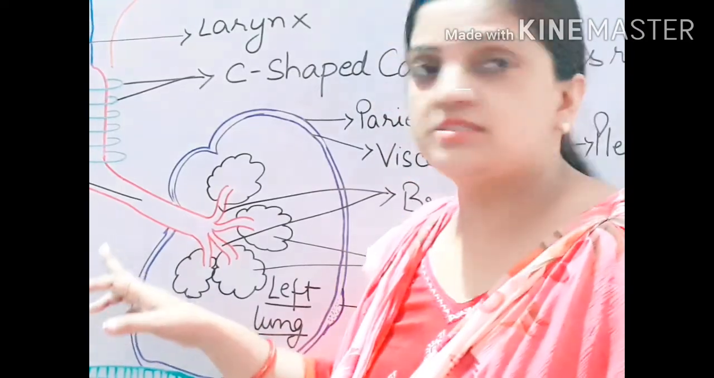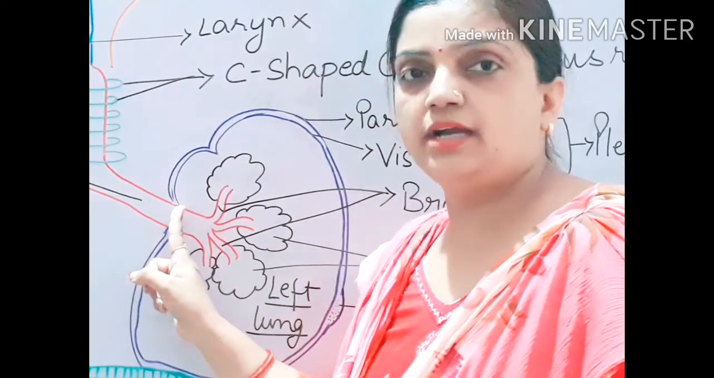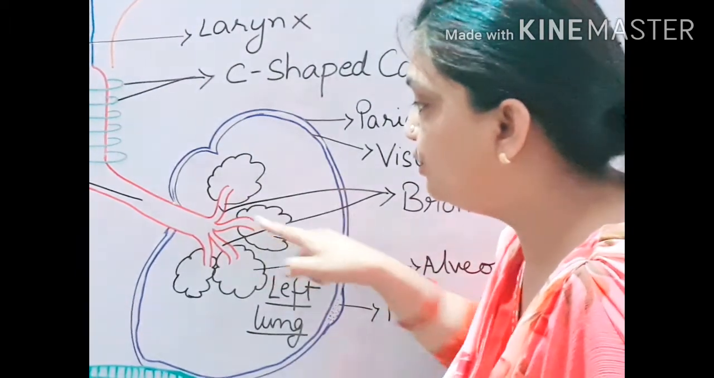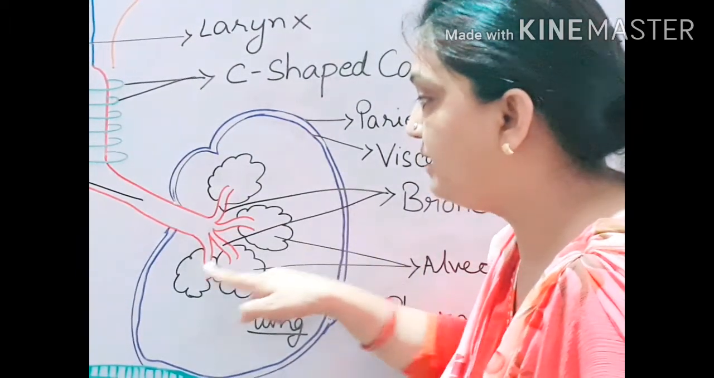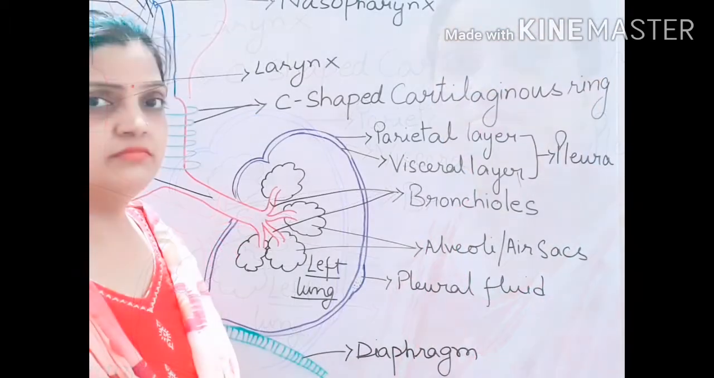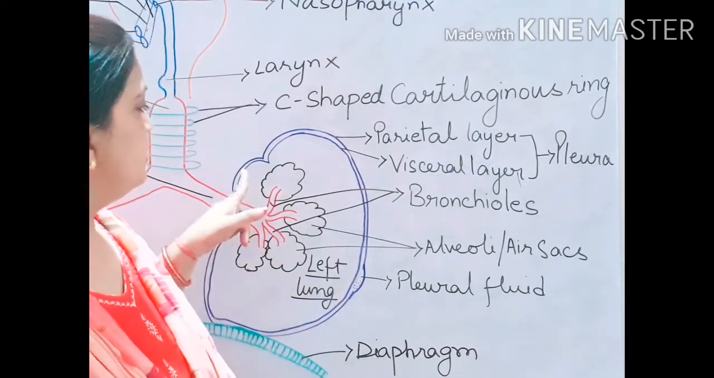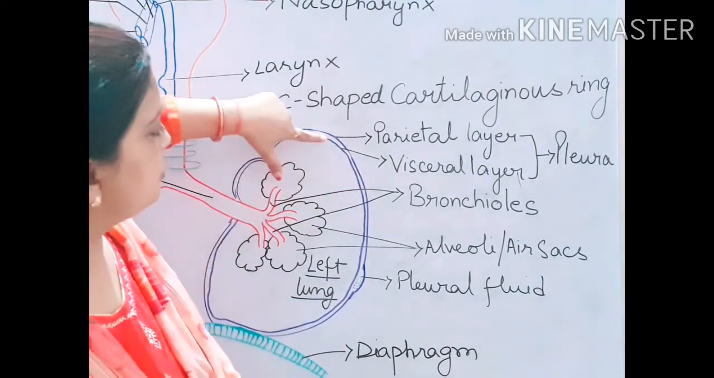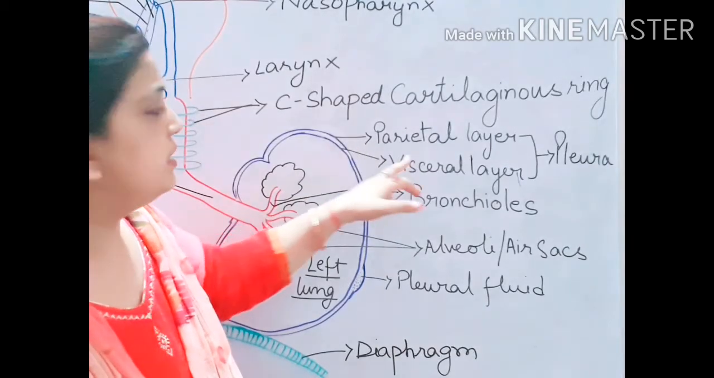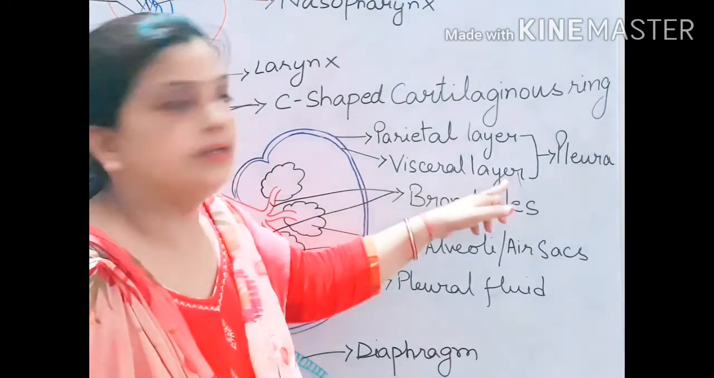I hope you can see the diagram. This is the trachea, then this is dividing into bronchi, and bronchi are dividing into very fine tubes, and the red color tubes are called bronchioles. Now this is the wall of the lung. In the wall, you can see that I have drawn two lines. The outer wall is called the parietal layer, and the inner layer is called the visceral layer.